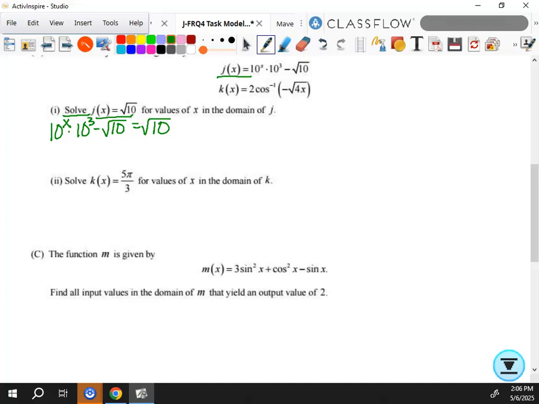But I am going to add that over there. If you do your steps, you're less likely to do that. It's when we start to try to skip things. So, when I do this, I have 2 things with the same base that I'm multiplying, so I'm going to add the exponents, right? So it's 10 to the x plus 3 equals, and then I'm going to add that square root of 10 over there. That's going to be 2 square roots of 10.